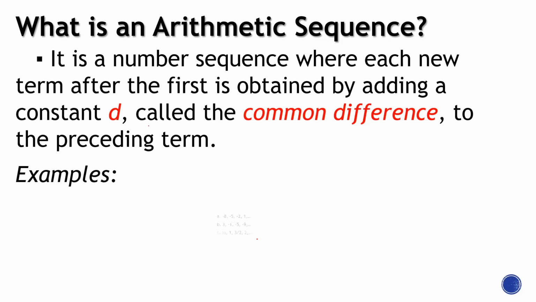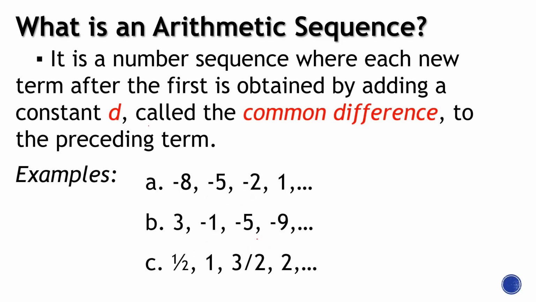Okay? Examples. For letter A, we have -8, -5, -2, and +1. As you can see, from -8 to -5, there is an increase of 3. From -5 to -2, there is an increase of 3. And from -2 to +1, there is an increase of 3. And maybe you're asking, how did you know that it's 3? All you need to do is to subtract any two succeeding terms. It's the present term minus the preceding term.